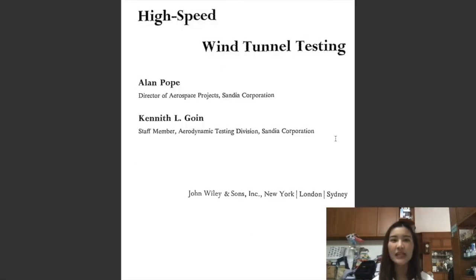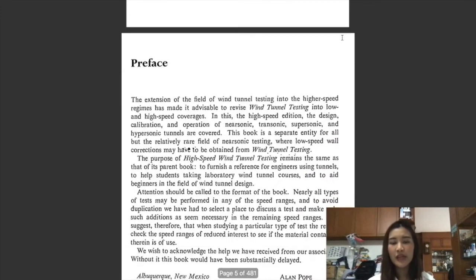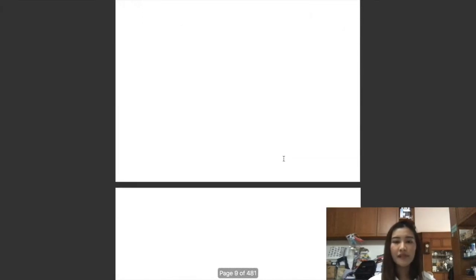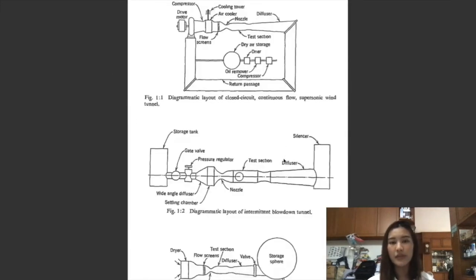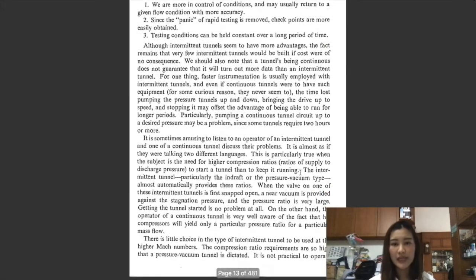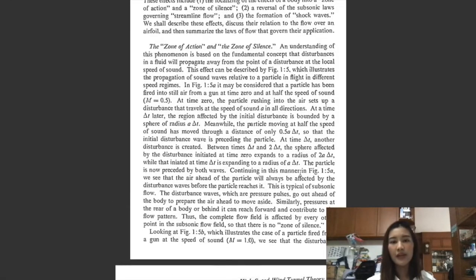Moving on to another source, this is a book called High-Speed Wind Tunnel Testing, written by Alan Pope and Kenneth Going. As the name says, testing, this book is more of a practical guideline for our group to construct the supersonic wind tunnel. Instead of having lots of theories and lots of derived equations, this book has lots of figures and tables to explain how the high-speed wind tunnel works. As you can see from these pages, there are lots and lots of figures explaining how things actually work.